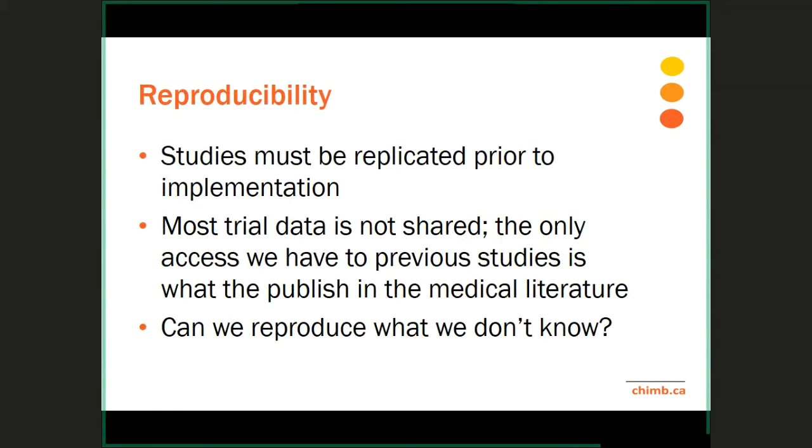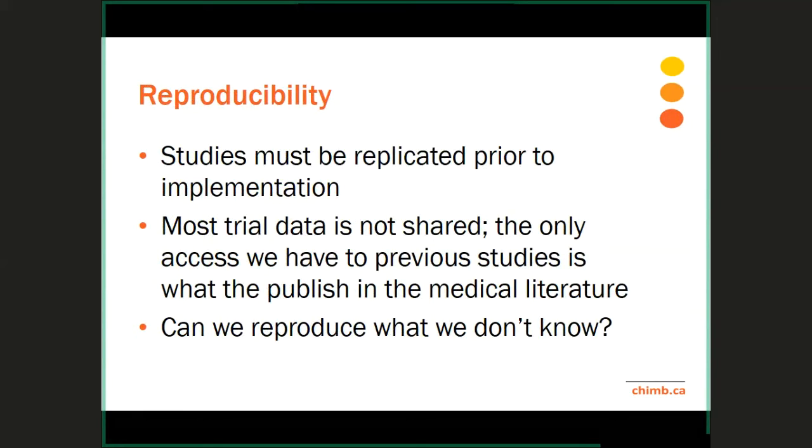So reproducibility, we have to replicate studies. Again, I think this is the 4th time I'm going to say it, not one trial is going to change the world. And if we're trying to improve healthcare and health systems, we have to be able to replicate studies. And most trial data isn't shared openly yet.